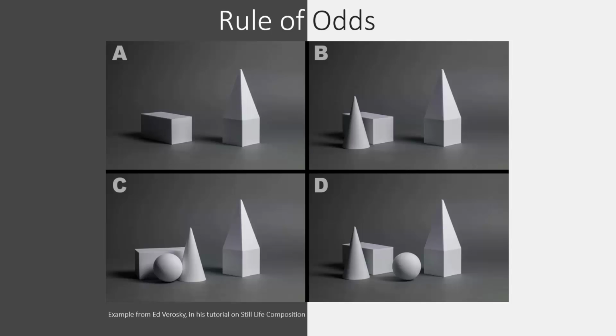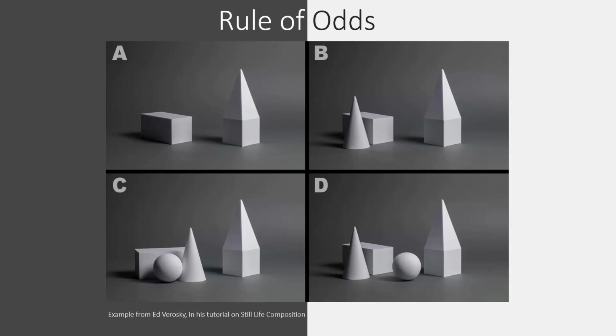So now let's talk about the rule of odds. The rule of odds can be applied to a remarkable array of things, not just graphic design or photography. The rule of odds suggests that using an odd number of options or elements can create more focus and stickiness than using an even number.